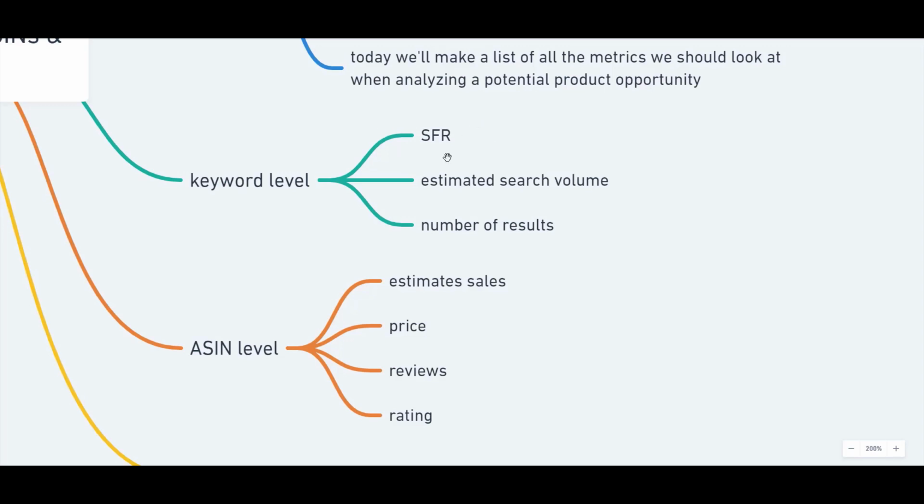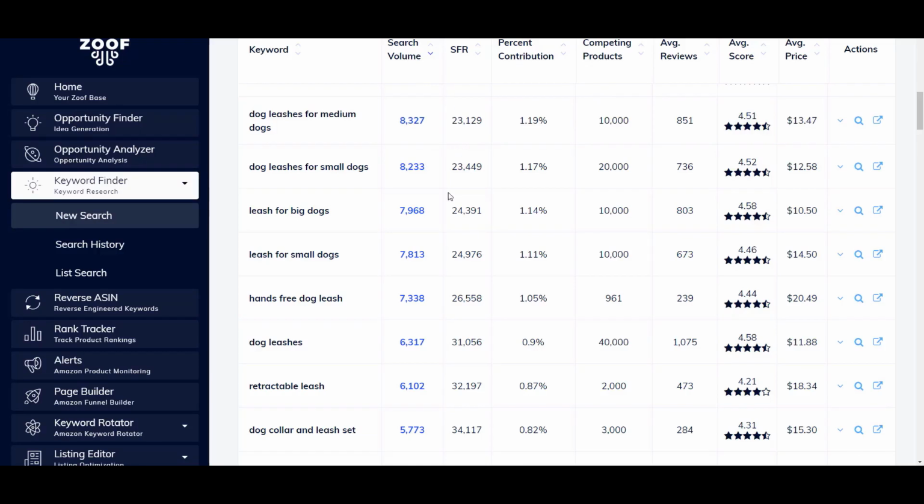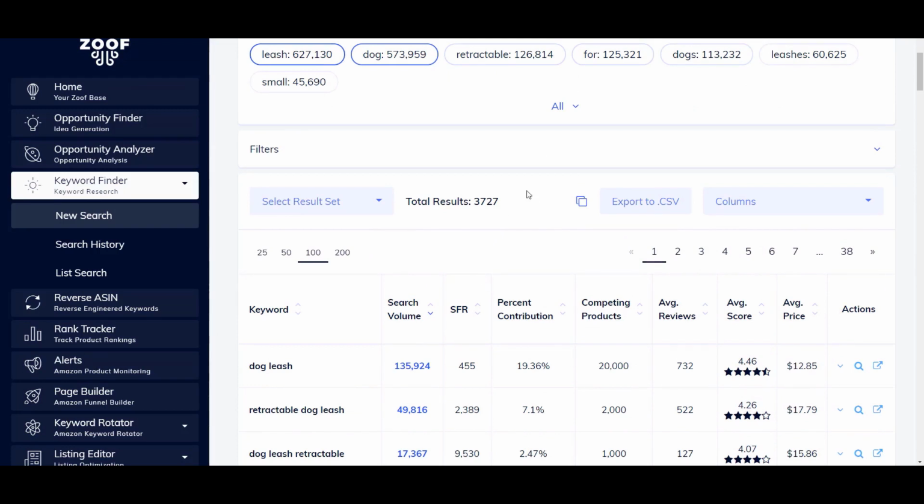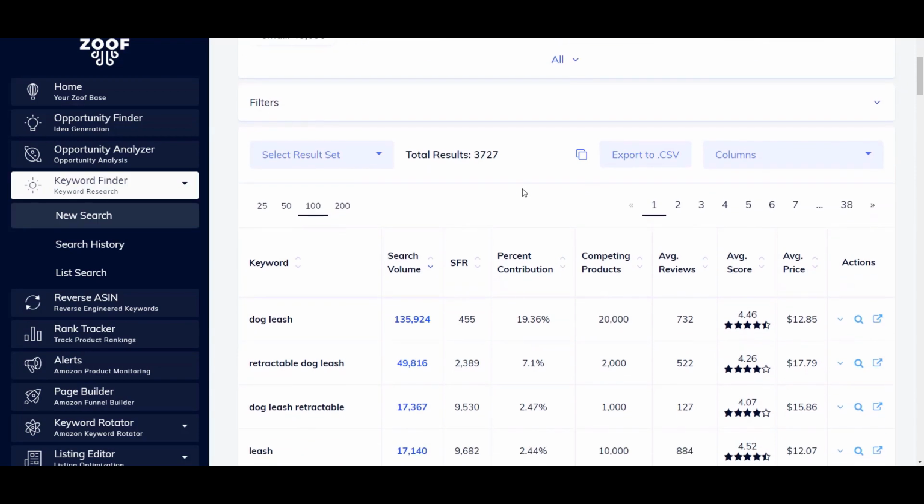So that is SFR. Again, this is not a criterion, it's a metric. When we analyze various keywords next week and I mention SFR, that is search frequency rank, and it's just like the BSR, which indicates how popular a product is in a certain category, where a BSR of 1 would be the best seller. Here, SFR is the equivalent of that, but for keywords, not for products.